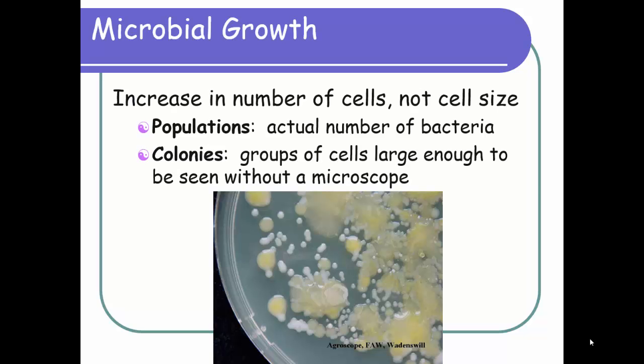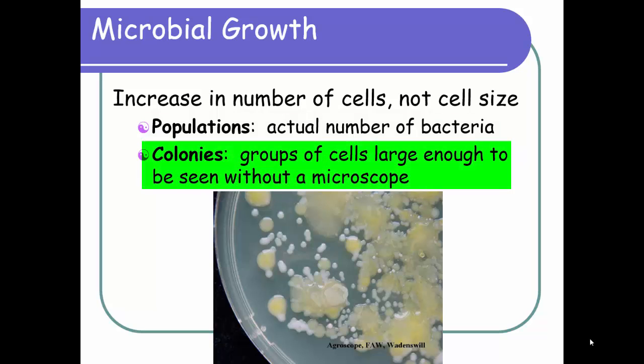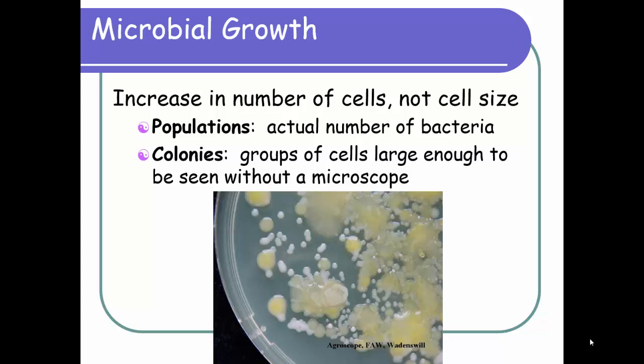When we talk about microbial growth, we are talking about an increase in the number of cells, not the cell size. Microbial growth is expressed as populations, which is the actual number of bacteria within a group, and colonies, which are groups of cells large enough to be seen on media without the aid of a microscope. For example, these are colonies.